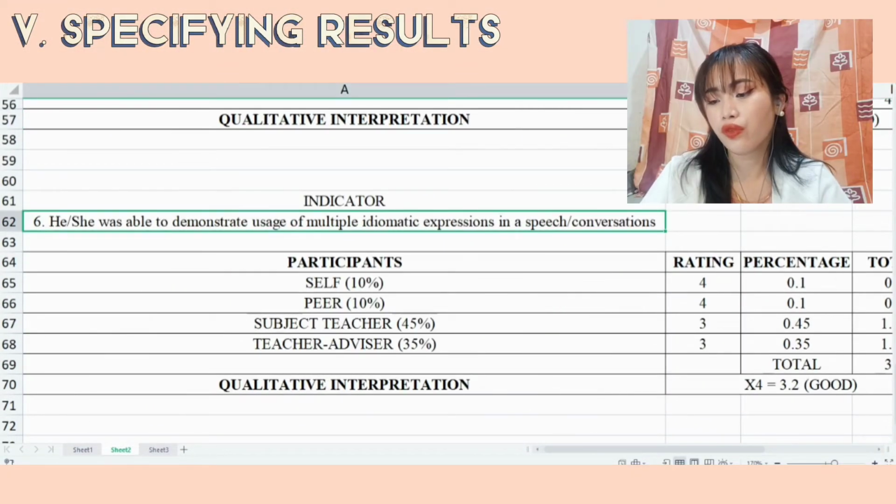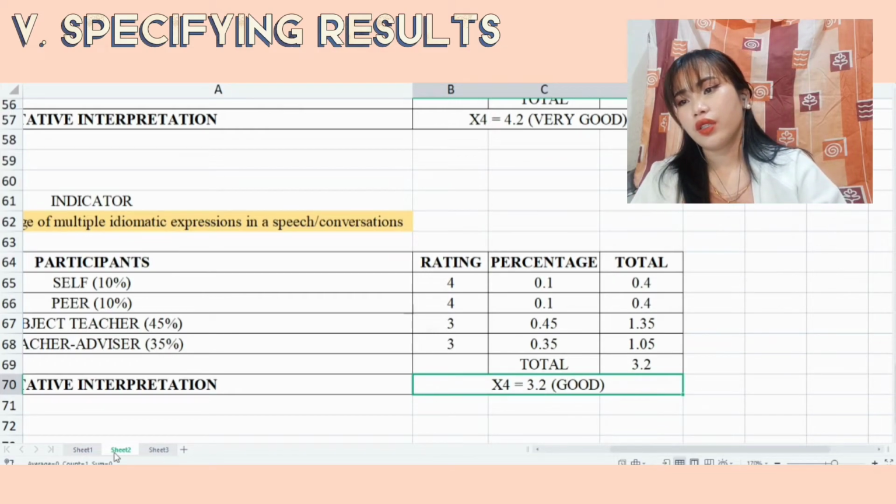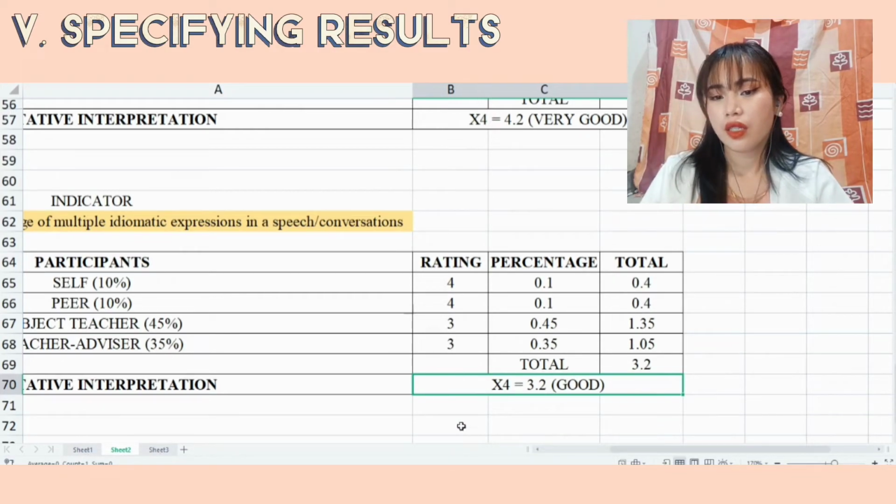Lastly, so we have two 4s and two 3s. So in total, which has 3.2, what does 3.2 stand for in our checklist? It equals good. So that is the total rating.